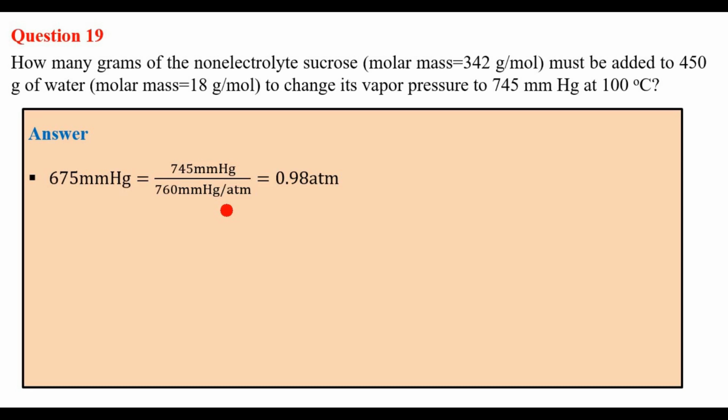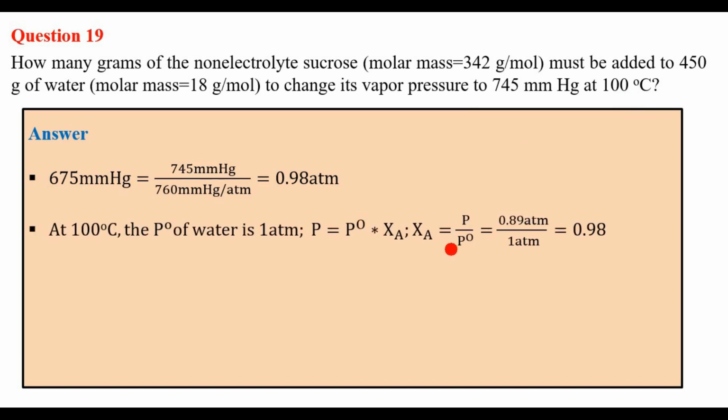Of course, this is because we have been given 100 degrees Celsius. So at 100 degrees Celsius, what is the vapor pressure of water? Because we don't have the vapor pressure of the pure solvent here, but they are saying at 100, we know that the solvent is water. Then what is the vapor pressure of the water at 100 degrees Celsius? That's why we have converted this to atmosphere.